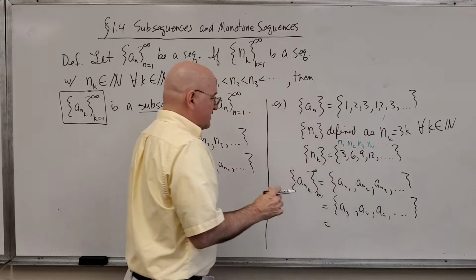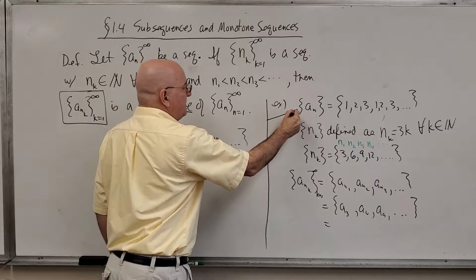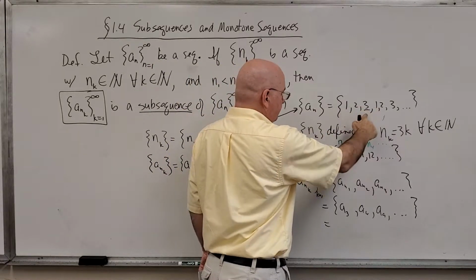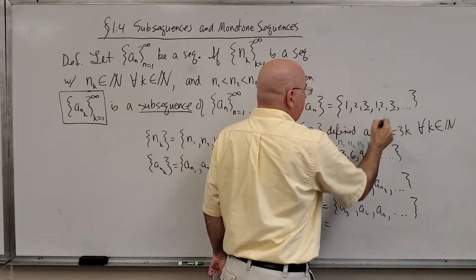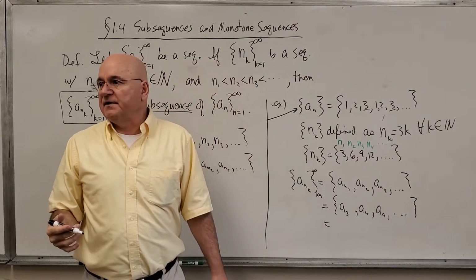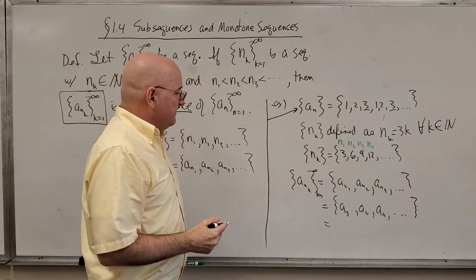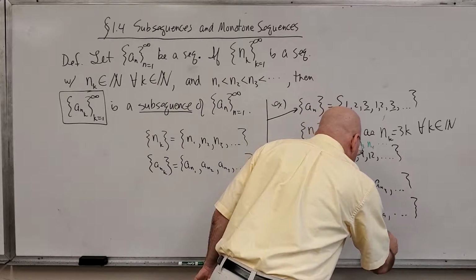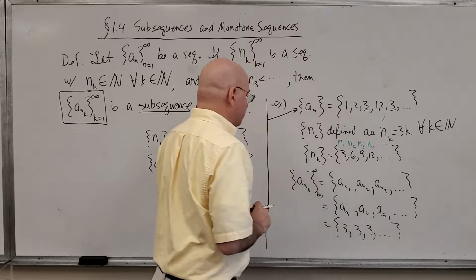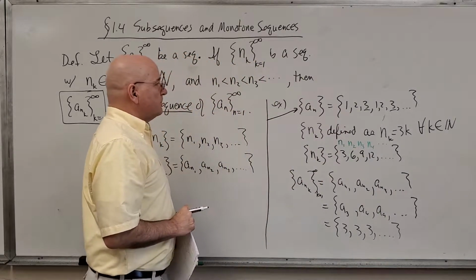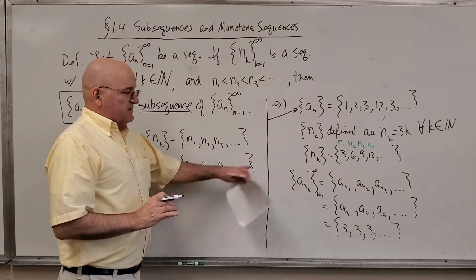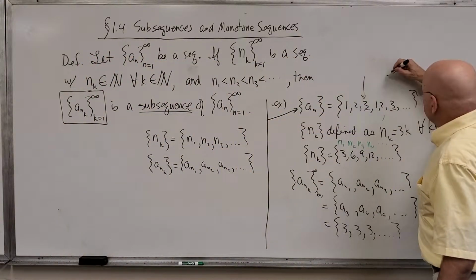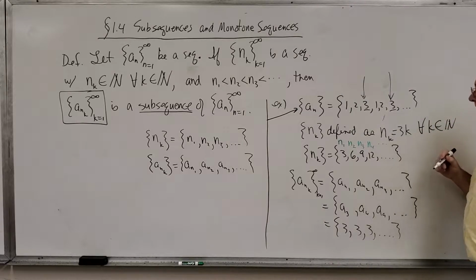So what are those actual elements? Based upon our definition here, the third element is a 3, the sixth element is a 3, the ninth element will be a 3, and so on. So we're simply getting the subsequence 3, 3, 3, and so on, the constant sequence. That was a roundabout way of just saying, I want every third element of the original sequence.